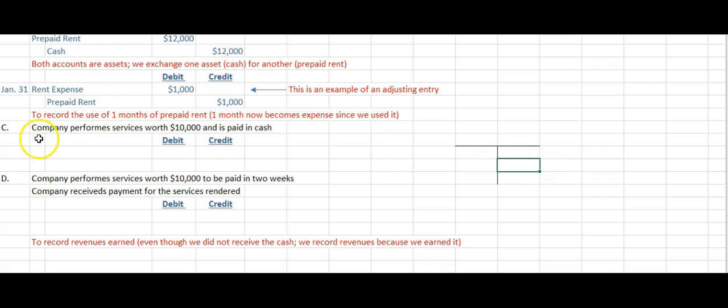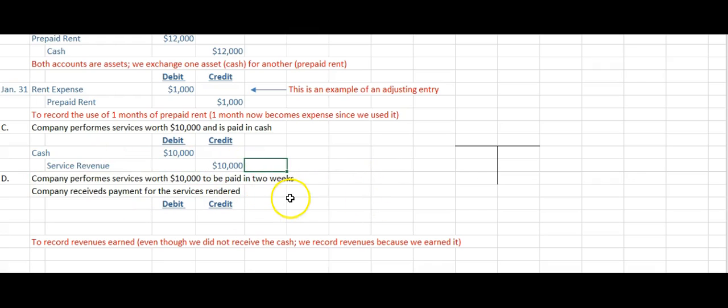Okay, it says company performs services worth $10,000 and is paid in cash. Well, the word says it. They're paid in cash. So you're going to receive cash of $10,000, and it says company performs services worth $10,000. They performed the services worth $10,000. So they completed the services. So this is going to be sales revenue. No, not sales, sorry. Service revenue, right? It's revenue that they earned for services that they performed. Okay, so you have service revenue of $10,000.